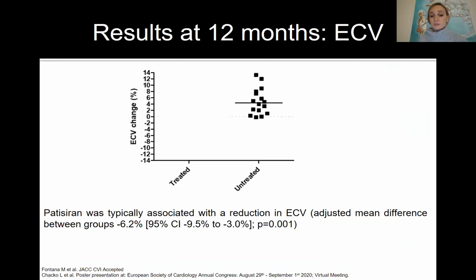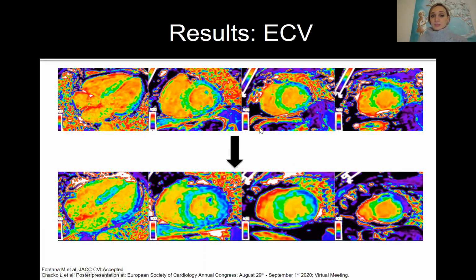But what about the ECV in patients who received patisiran? Patisiran was typically associated with a reduction in ECV. Adjusted mean difference between groups was minus 6.2% compared to the untreated patients. And this is a typical example of reduction in ECV in patients on treatment. You see at the top the myocardium is green. At the bottom, lots of blue dots start to appear in the myocardium that correspond to reduction in the extracellular volume.